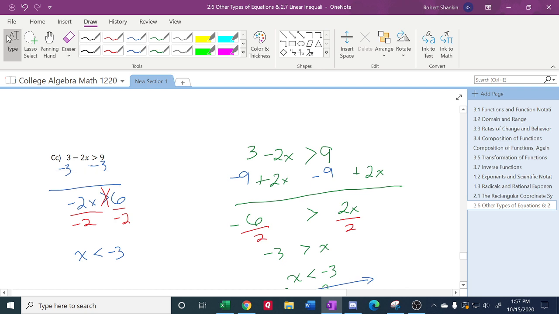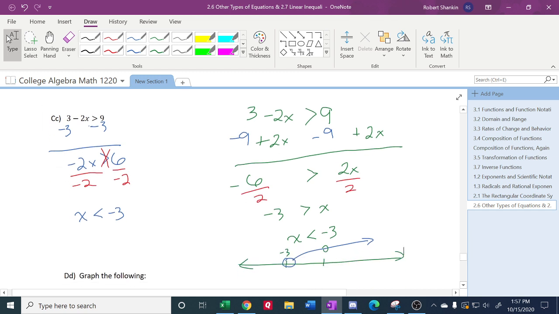And if you used the rule that you could never divide by negatives, you would always have to move your negative x terms to the other side. And when you move to the other side of an inequality, it's equivalent to changing the direction of the inequality symbol.